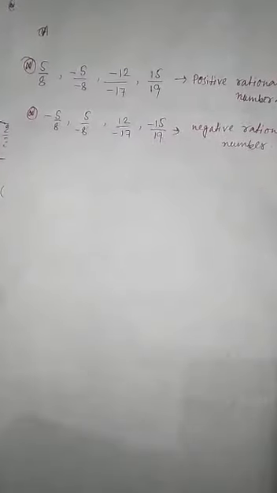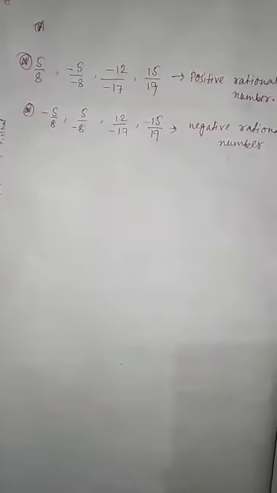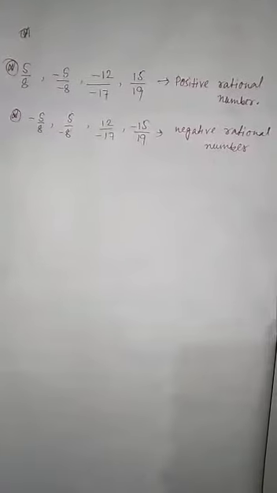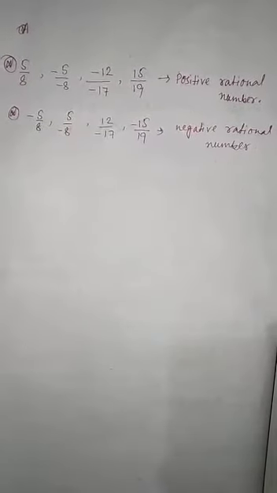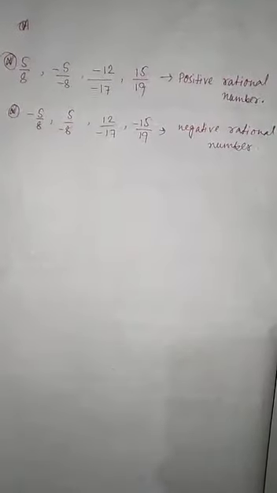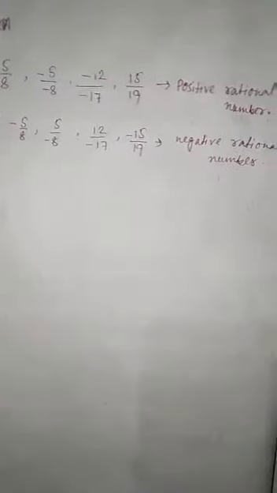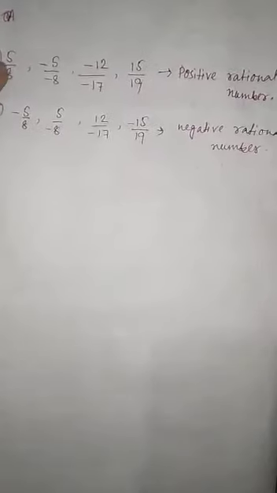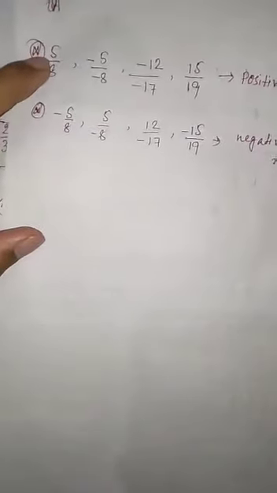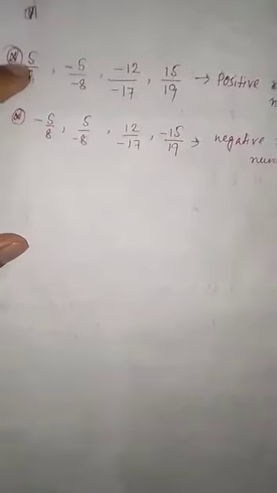Clear? And what is a negative rational number? The rational numbers in which the numerator and denominator have opposite signs are called negative rational numbers. So in this case, ultimately the output will be negative. So they are negative rational numbers. Clear?